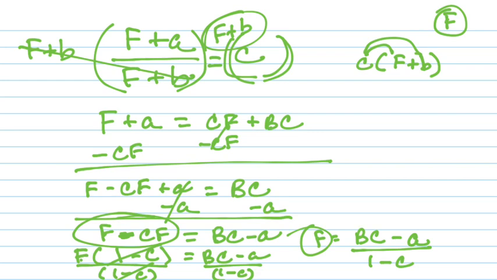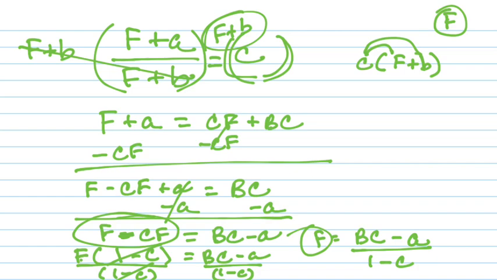Yes? Would it be wrong if we did negative a plus bc if we wanted to say abc? No, it wouldn't be wrong. Not at all. As long as you get your signs right like you did, that's fine. We typically don't want that first term to be negative, but if you want it to be ABC, you betcha. It's fine. Okay?